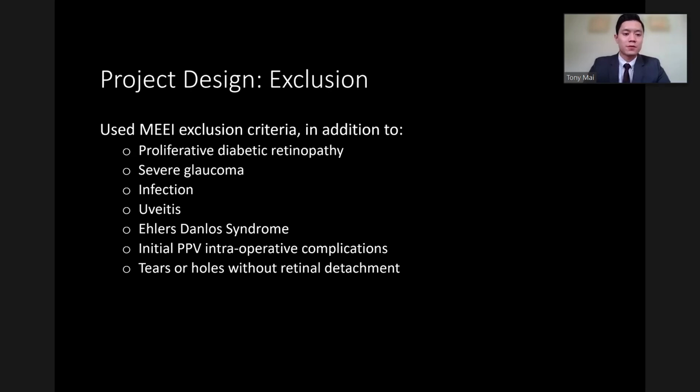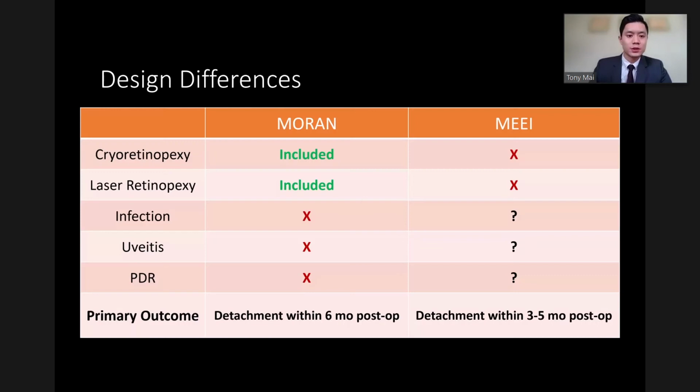And for our exclusion criteria, we used the same that was used in the Harvard study, but also added other entities like PDR, severe glaucoma, infection, uveitis, Ehlers-Danlos syndrome, as well as complications in the initial PPV or tears or holes that were repaired but did not actually have a true retinal detachment. So as a summary for the design differences, our Moran study included cryo and laser while the Harvard study did not. We also expanded the exclusion criteria to take things out that had a lot of infection, uveitis, PDR, glaucoma, and the such like I had in the last slide.